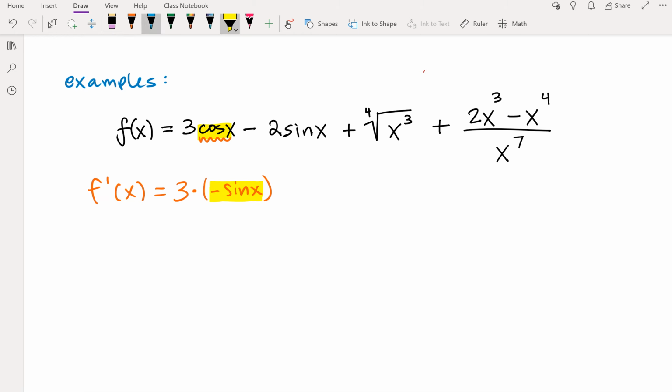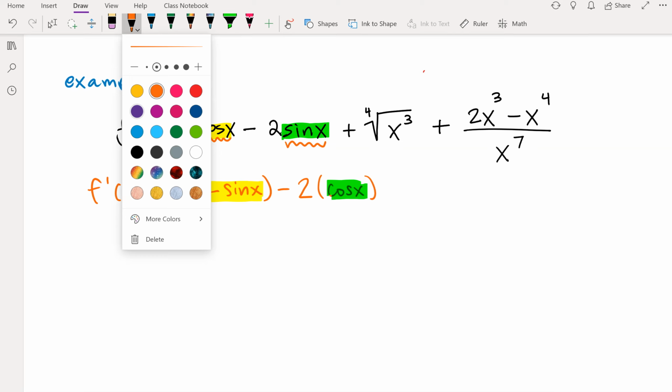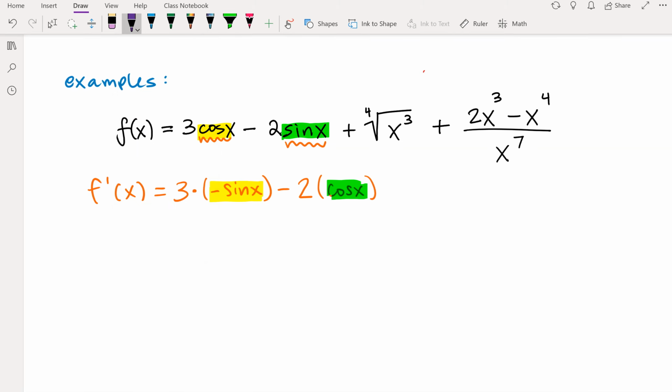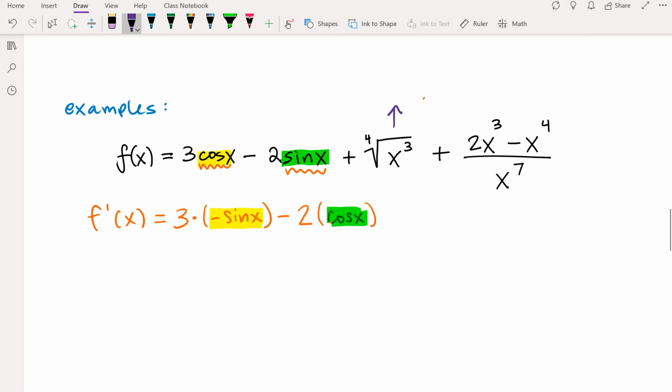And now we're going to put the negative 2, because that's a constant. It's going to stay out in front. Then we need to do the derivative of sine x. That is cosine x, right? And then we need to take these derivatives. But before I take derivatives, I need to rewrite these in equivalent form.